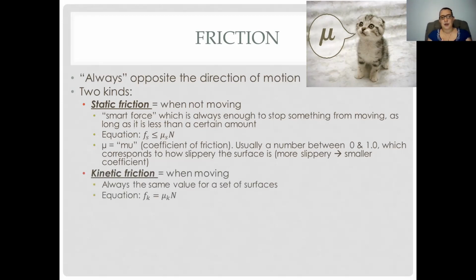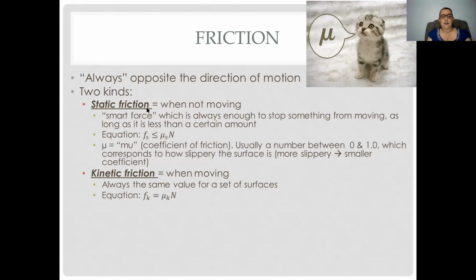The second kind of friction is called kinetic friction. That's when the object is moving. Kinetic means motion, and static kind of means stationary. So kinetic friction happens when an object is already sliding across a surface. And this is always going to be the same value for a given set of surfaces against each other. You'll have the same coefficients for any two materials against each other. Those numbers are going to be set the whole time.